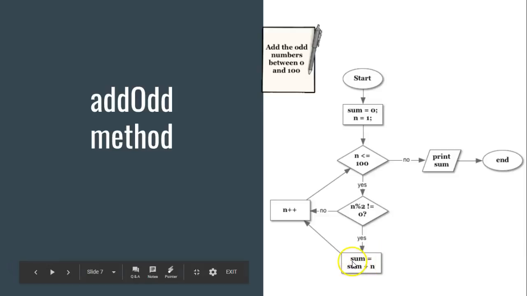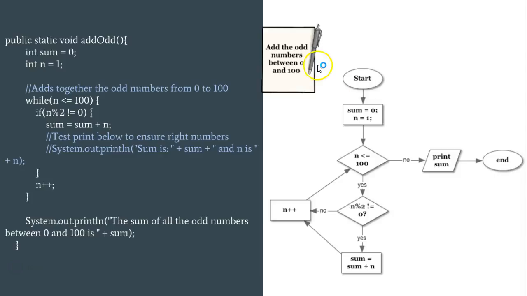So then I do the sum equals sum plus n. I increment, and I'm going through that loop again. When it's not less than or equal to 100, then again, it's going to be 101. I'm just going to print the sum, and then I'm going to end. So let's see what that code looks like. So that's over here. So again, my comments. So I'm adding together the odd numbers from 0 to 100.